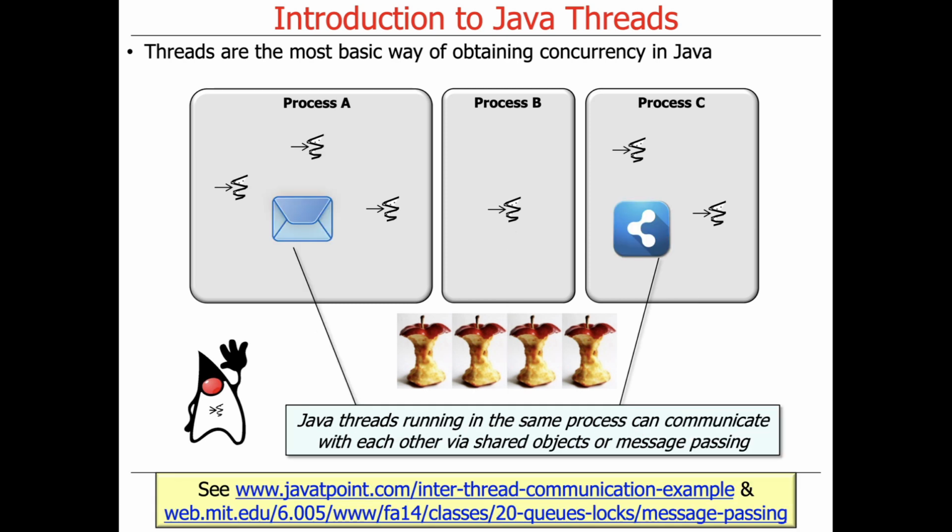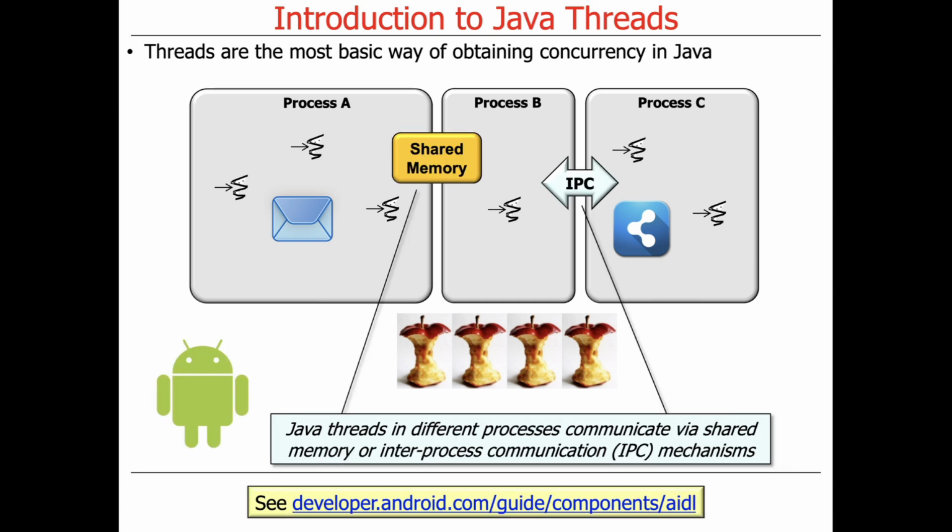Java threads that are running within the same process can communicate with each other using shared objects, also known as synchronizers, which is this thing over here on the right that looks kind of like the little sharing icon. And over here, you can also communicate by message passing. So you could pass messages between threads using thread-safe bounded queues or unbounded queues.